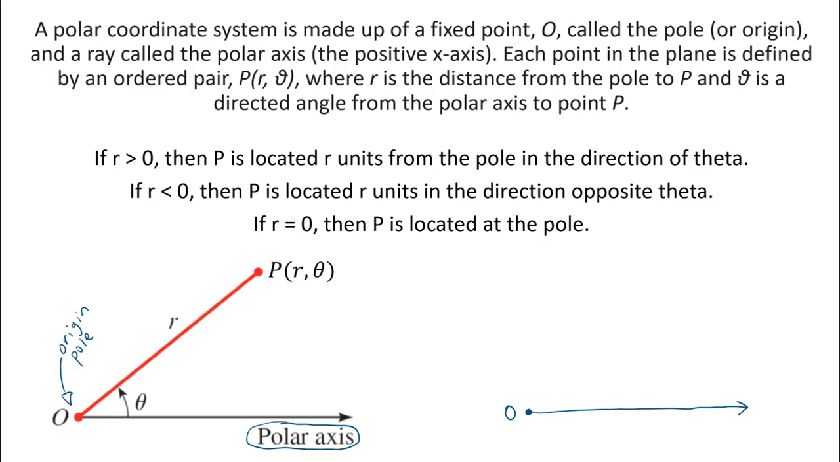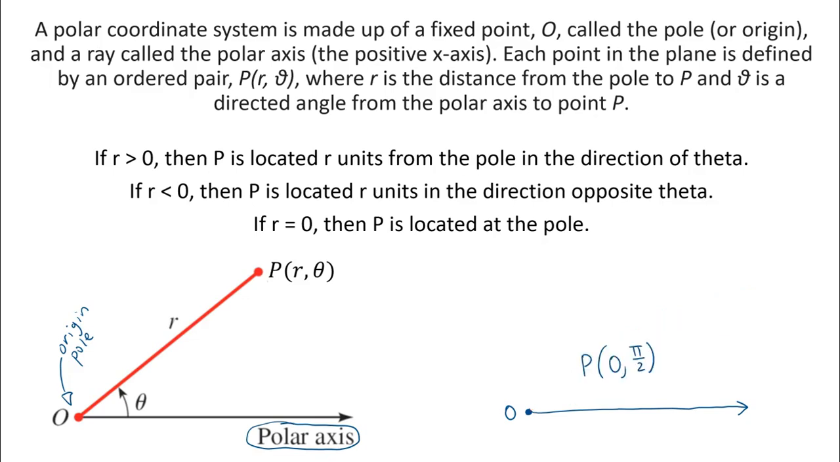So for example, if I wanted to find the point (2, pi over 4), I would create an angle from the polar axis of pi over 4. And the point P would be 2 units away from the origin along that pi over 4 angle. So there's our point P.